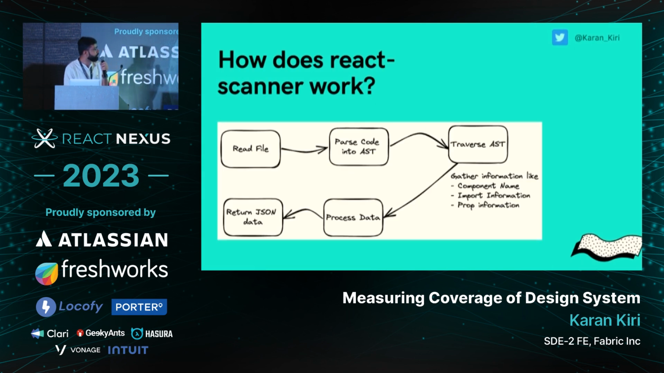So this is React Scanner in a flow diagram. You can see here it's simple stuff: it reads the file, parses the code into AST, traverses the AST using a library called Estraverse, and gathers information like component name, import information, prop information that we saw. And then it processes the data according to your processor. You can also pass your custom processors as well, and then it returns the generated data.